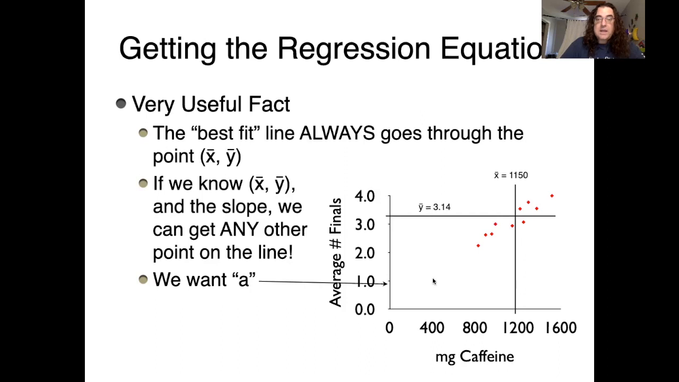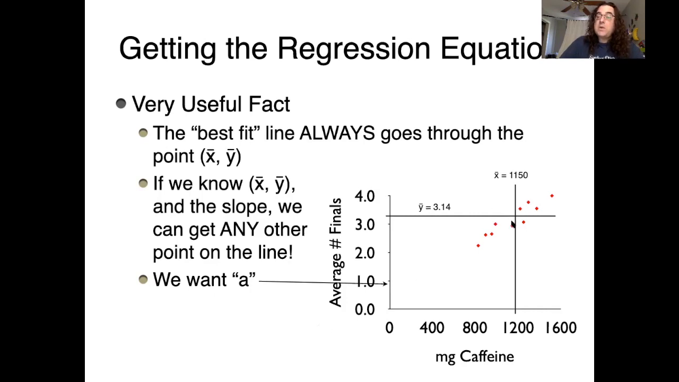The regression line may or may not go through the origin, but it probably doesn't. But the regression line always goes through the point x bar, y bar. So since we now know this point and we know what the slope is, we can now walk back 1,150 units, subtracting 2/1000ths of a final each time to figure out what the guess on finals is going to be when the number of caffeine milligrams equals 0.